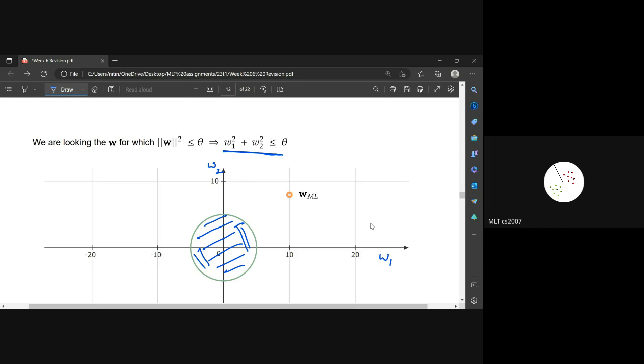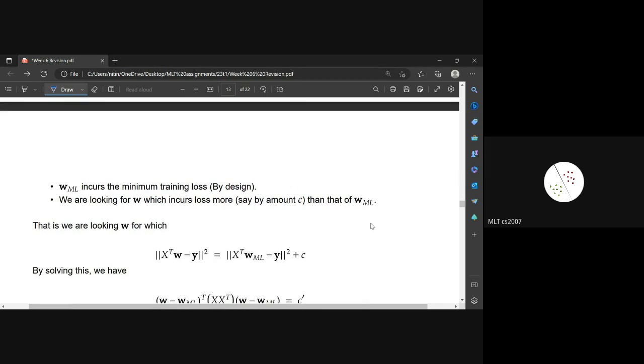Okay, so you are looking for your WMAP to be inside this, right? And let's assume your WML lies somewhere here. This is your WML. So what is WML? By design, we know that WML actually suffers the minimum training loss. That's why we call it WML.